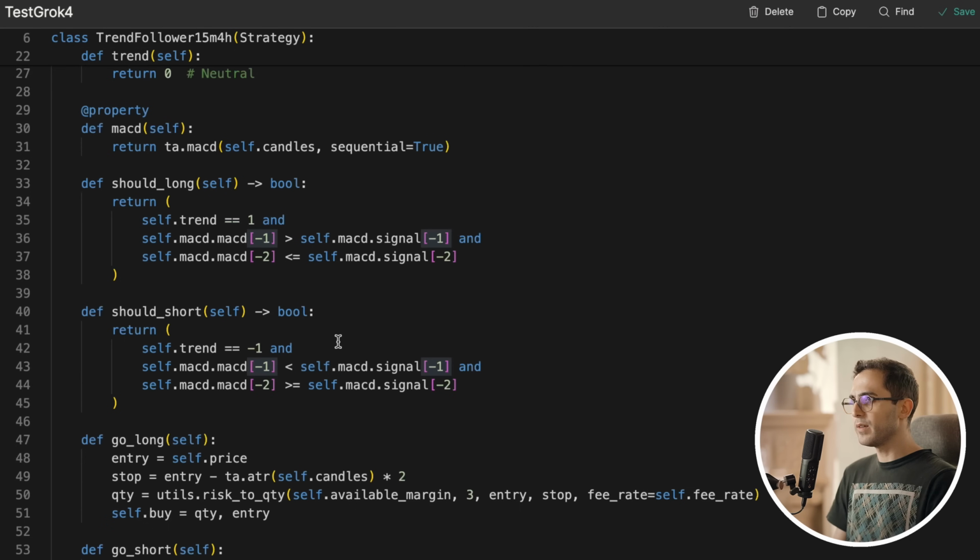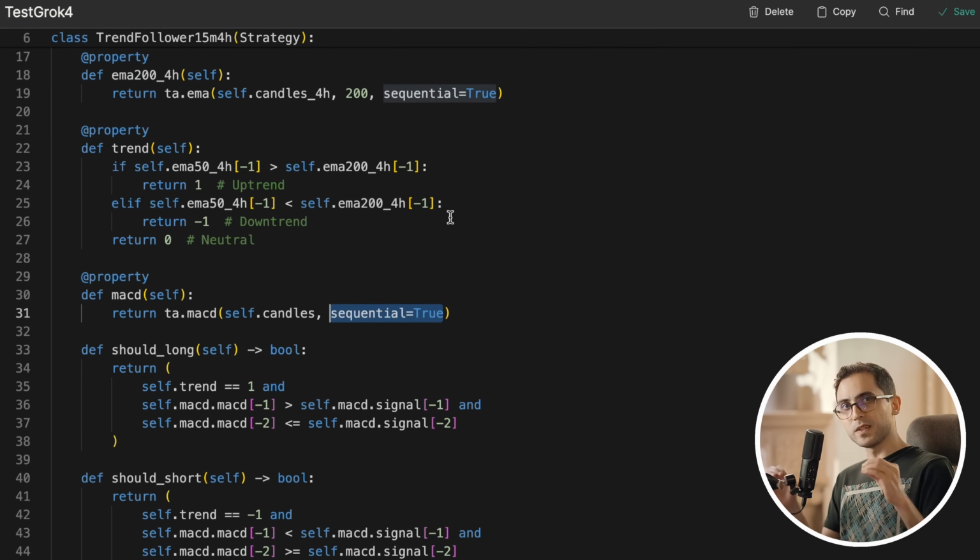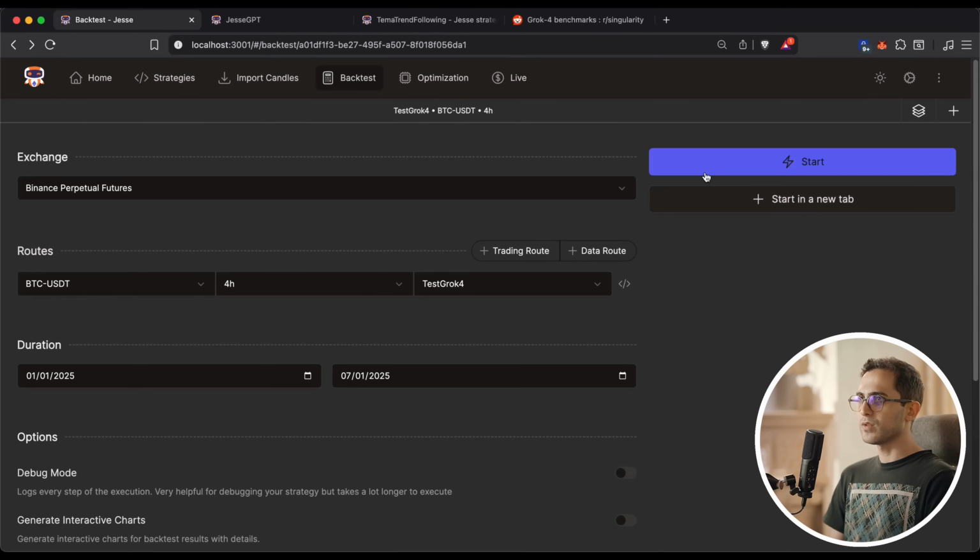So everything seems fine. But again, I don't love what it did here, because unless you specifically need the previous values, never use the sequential value. It just makes your code a little bit more complex and harder to read. All right, let's run it.